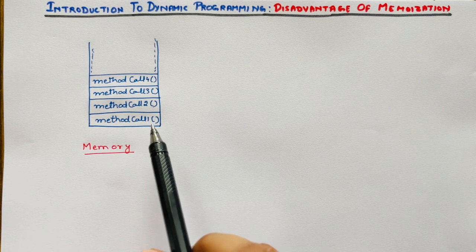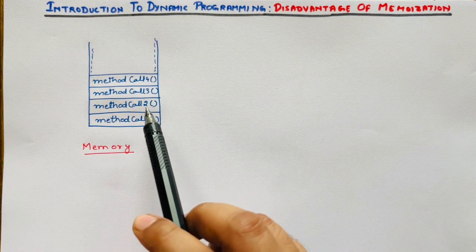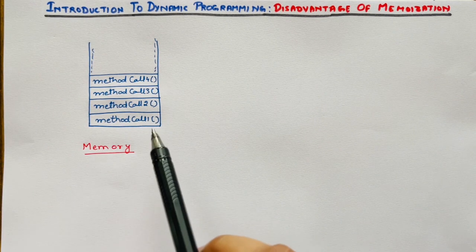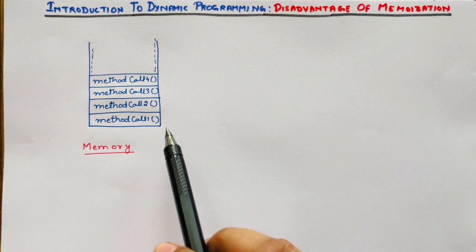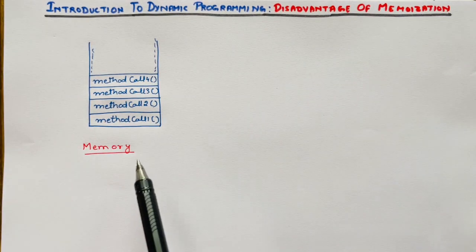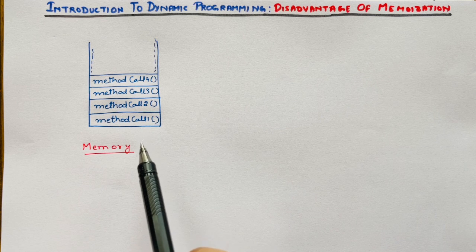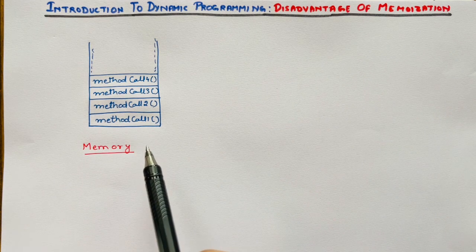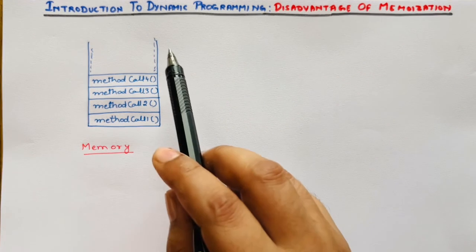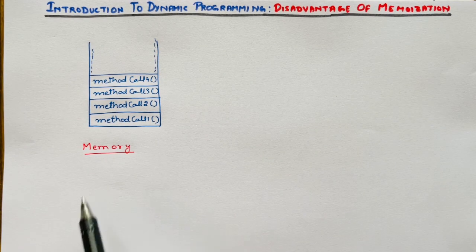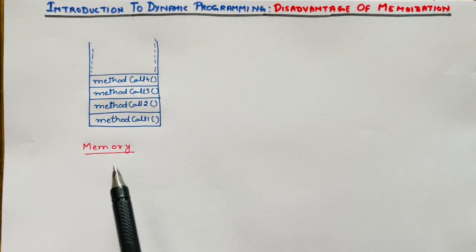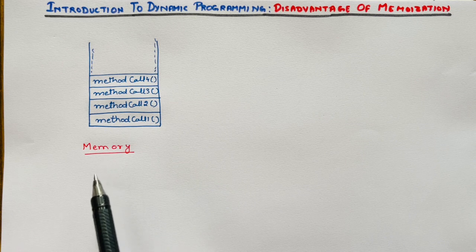And each method call is not resolved till the call above it is resolved. That leads to occupying a lot of space in the memory. Why? Because every method call has to occupy some space in the memory. So the deeper the recursion tree, the more space is consumed in the memory. That is why top-down dynamic programming is disadvantageous in terms of space utilization or memory utilization.